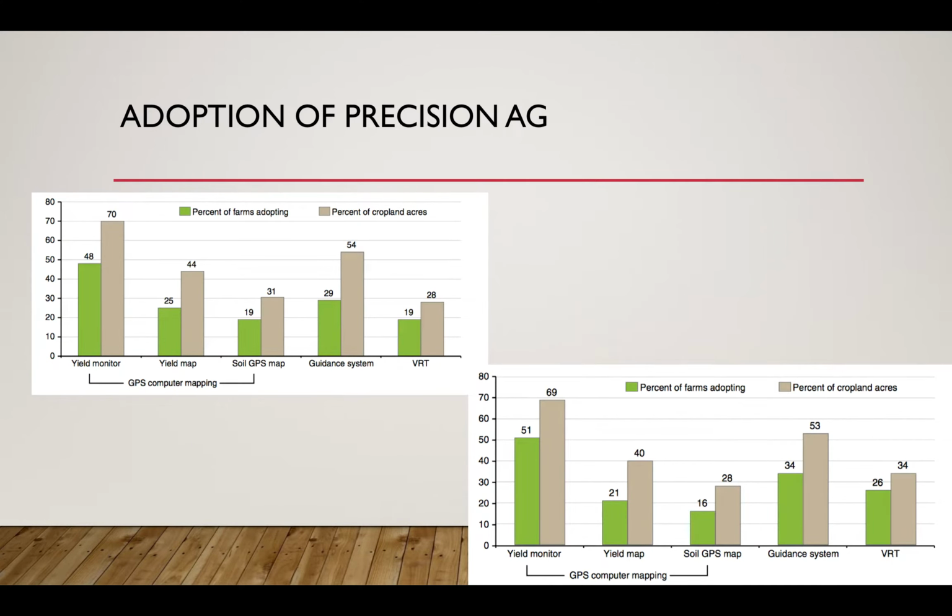So here's two more graphs here, just demonstrating the percent of farms that are adopting these precision planting, or not precision planting, precision agriculture techniques as compared to the percent of cropland acres. So the top left-hand graph is soybean farms, and the bottom one is corn. The soybean one is from 2012, the corn one is from 2010. So they're a little outdated, but it just gives you an idea of what guys are doing.